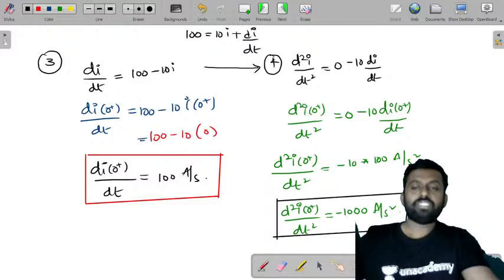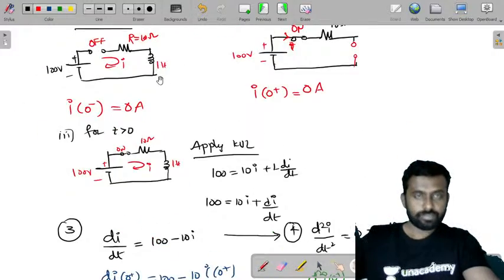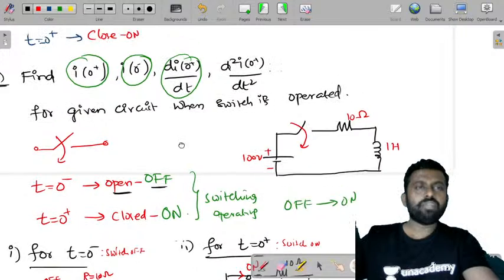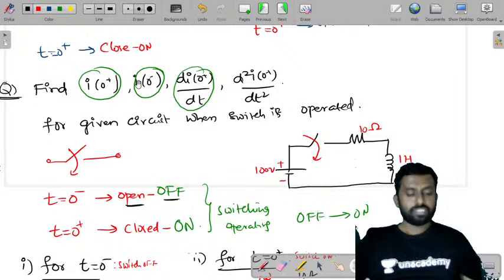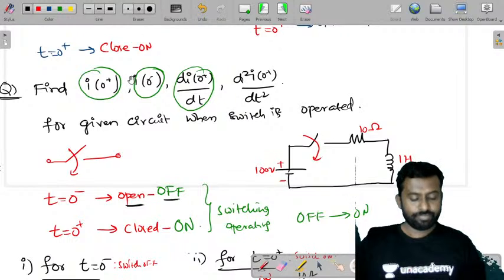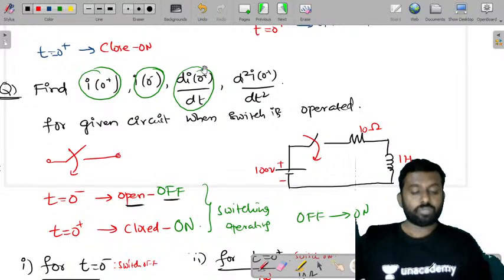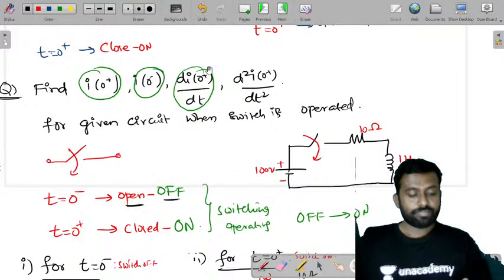So let's see once again what we have done till now. There is a given question and we are asked to find I of 0 plus, I of 0 minus, di of 0 plus by dt, and also d square I of 0 plus by dt square.